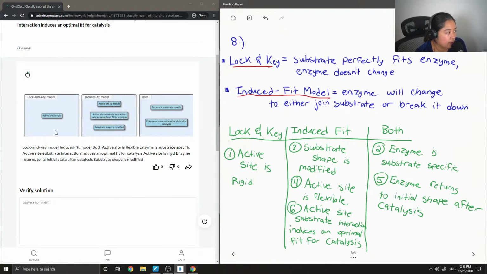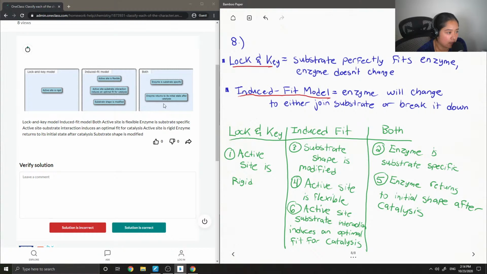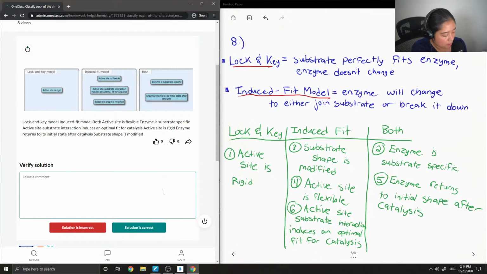Lock and key, active site is rigid. Induced fit model, active site is flexible. Active site substrate interaction induces an optimal fit for catalysis. And substrate shape is modified. And then for both of them, enzyme is substrate specific and enzyme returns to its initial state after catalysis. So this solution is correct.